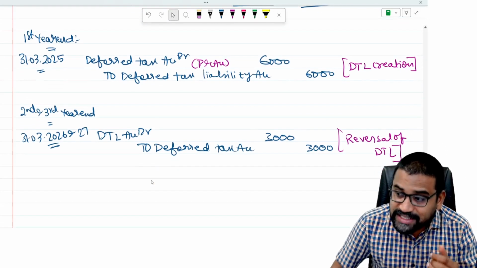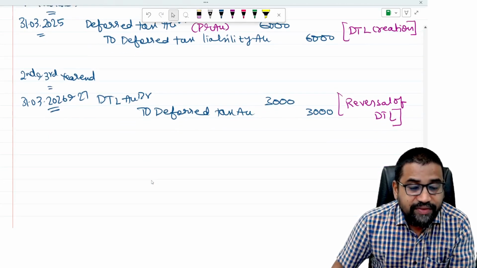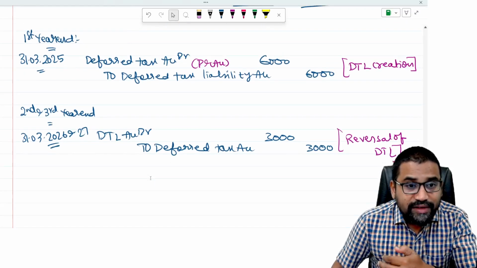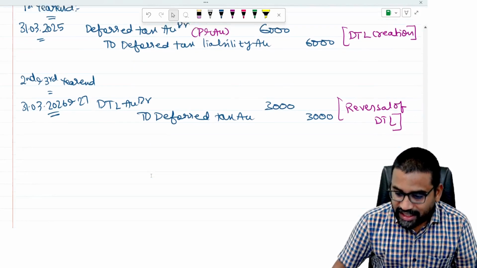Suppose there is a deferred tax asset, what is the entry? Simple, the asset will be debited. Deferred tax asset account debit to deferred tax, and this deferred tax will be transferred to the P&L account. And next year, when the timing difference reverses, you reverse it. Reversal of DTA.